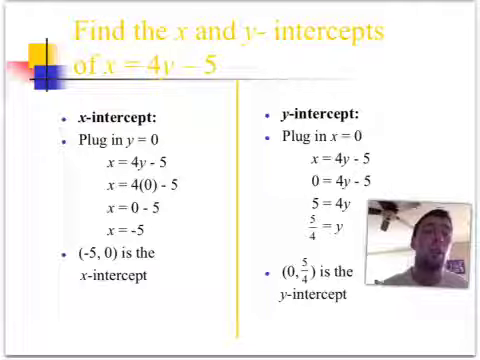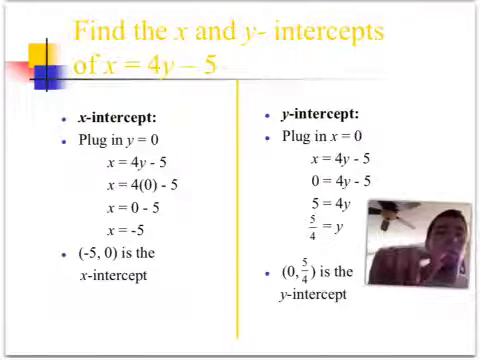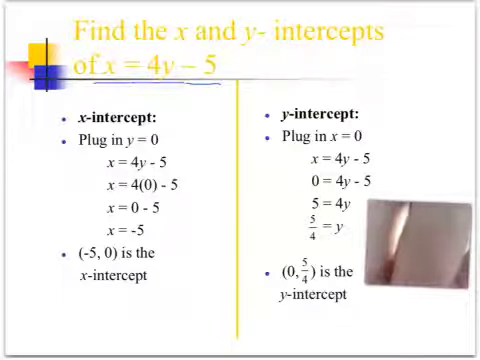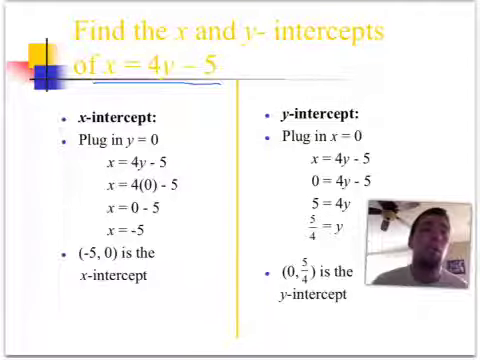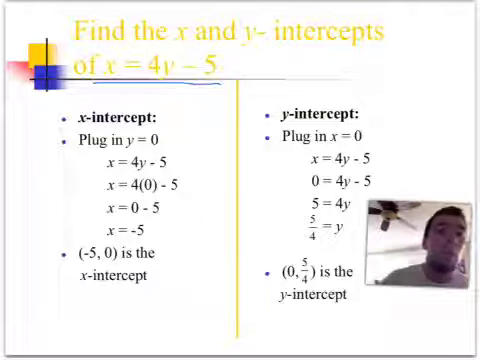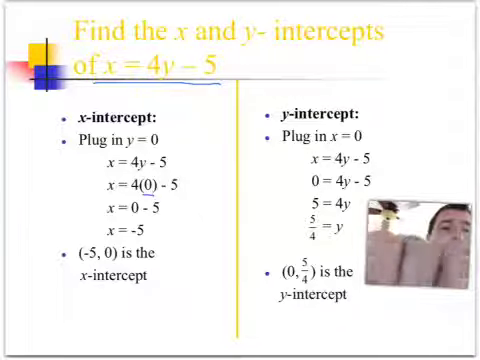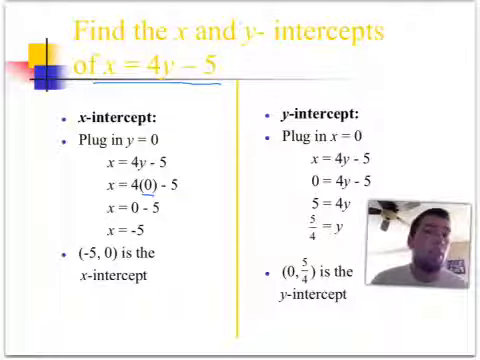So for our first example on x and y-intercepts, you have the equation x equals 4y minus 5. It's up here at the top. I'll underline that. And I want to go straight into my problem. I want to figure out what my intercepts are. So for my x-intercept, I'm going to plug in y equals 0. So you see x equals 4y minus 5. I write my problem down. I put in 0 right here for the y. And I solve it. 4 times 0 is 0. 0 minus 5 is negative 5.